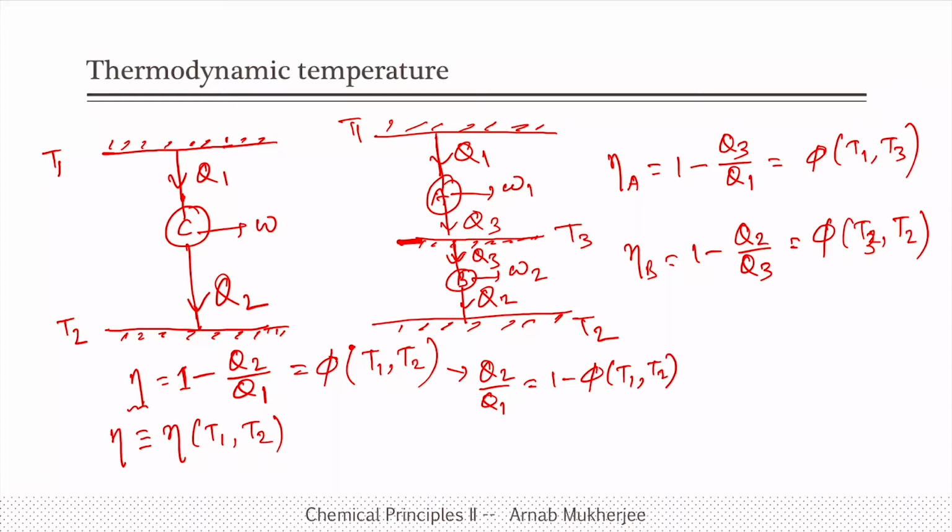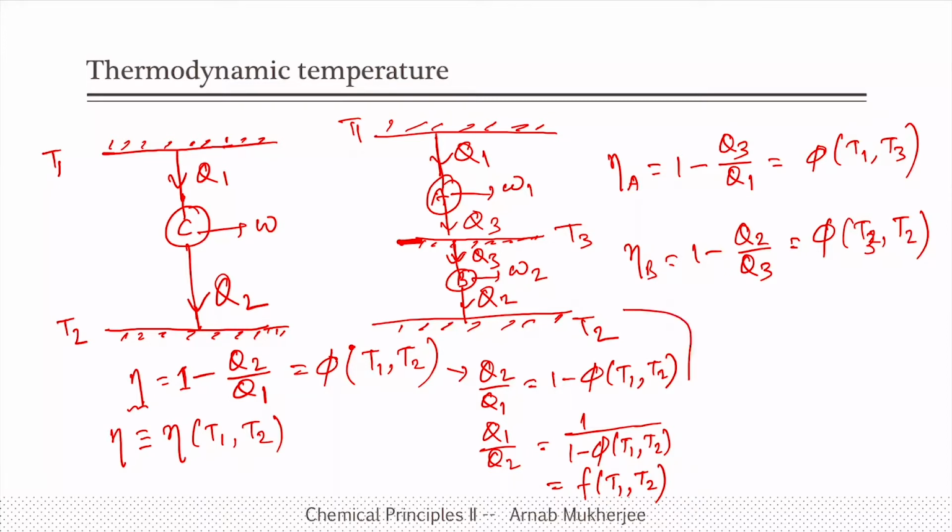Okay. We can invert it and write Q1 by Q2. So, we are inverting just to say that heat input divided by heat output is 1 by 1 minus phi T1 and T2, right. It is still a function of T1 and T2. So, let us call it F T1 T2. Now, finally, what we got? For the engine C, we got Q1 by Q2 is equal to a function of T1 and T2. Okay.